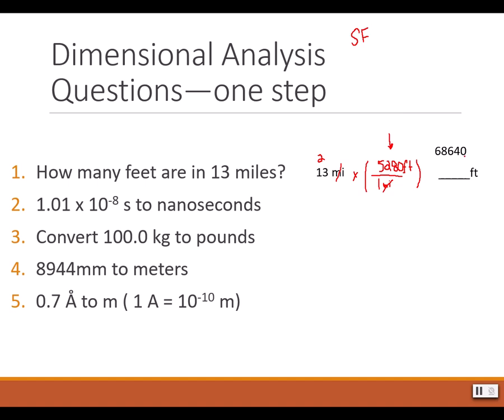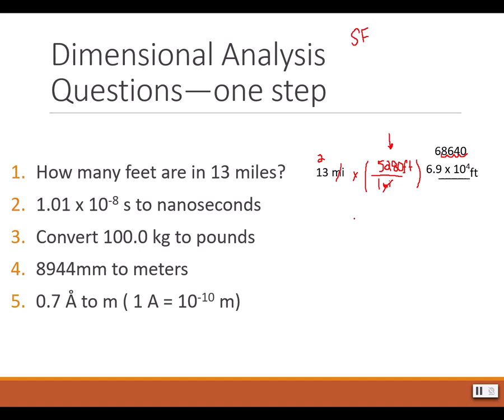And so the best way to express this would be in scientific notation. So I'm going to do 6.9 times 10 to the 4, 10 to the 4 because I moved that implied decimal place over 1, 2, 3, 4. So that is the correct answer with sig figs for the first one.